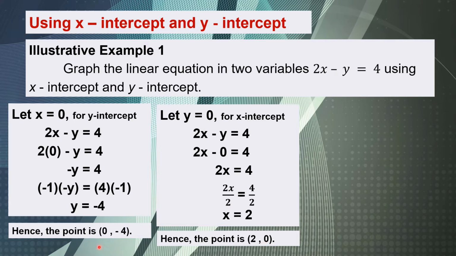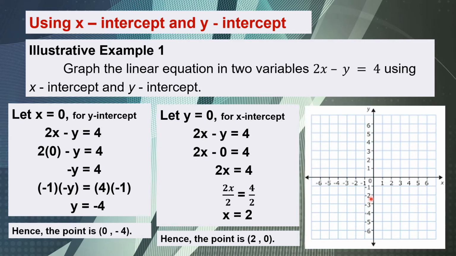So, since meron na tayong dalawang point dito, gamit yung y-intercept and x-intercept, pwede na natin siyang i-plot sa Cartesian plane. Yun ang ating third step. So, plotting now (0, -4). Yung point ay nakatapat sa 0 at negative 4. So, we have now the point here. Then, we have the second point, (2, 0). Nakatapat sa 2 at 0. So, yung second point natin ay andito.